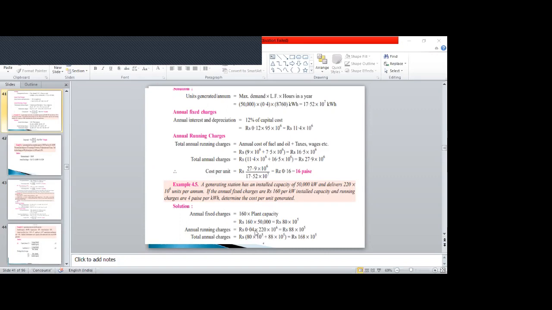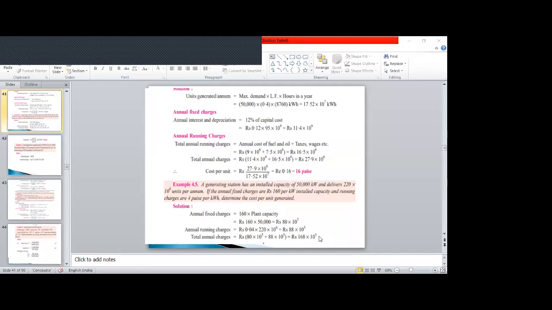Running charges will be very small when compared to the fixed charges. The running charge is given as 4 paise, so convert into rupees. Understand? This is 4 paise per 1 unit or 1 kilowatt hour. For the entire 220 into 10 to the power 6, multiply by that, and you will get the total annual running charge. Then the total annual charge will be the sum of the fixed charge and running charge. Sum of these two, you will get the total annual charge, that is rupees 168 into 10 to the power 5.